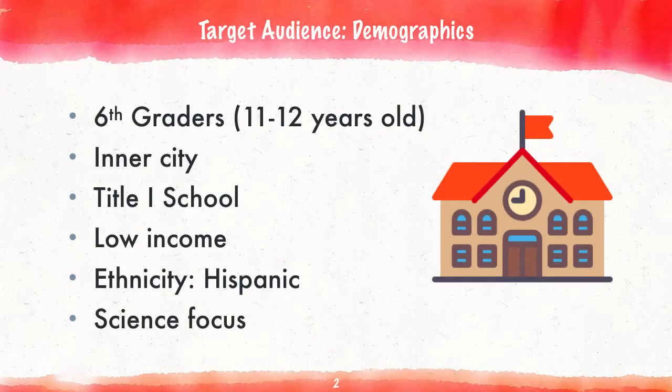The target audience will be a heterogeneous group of 6th grade students between the ages of 11 and 12. These students live in the inner city and are considered low income. All students attend a Title I school that focuses on thinking maps and whole brain teaching. Every student receives free and reduced lunch based off of their family's financials. The demographic of these students is Hispanic.